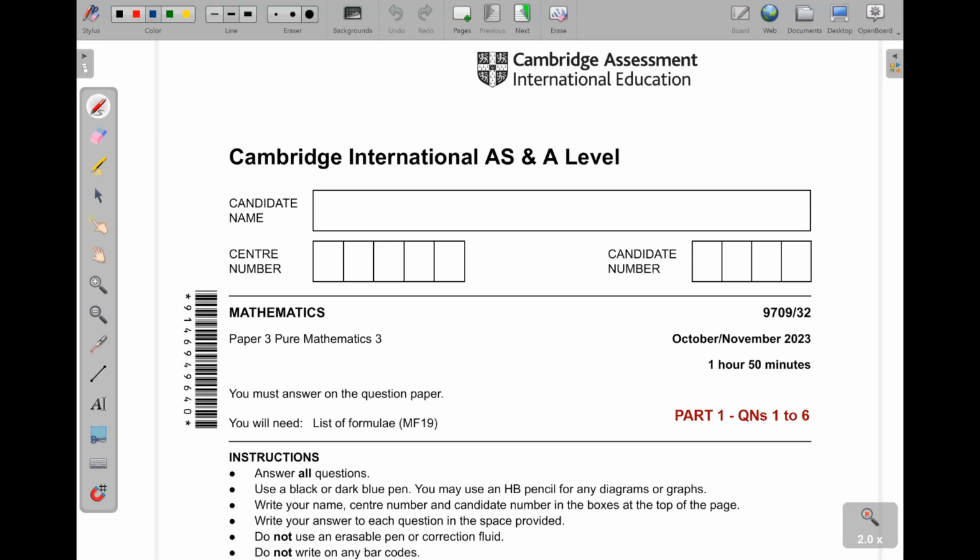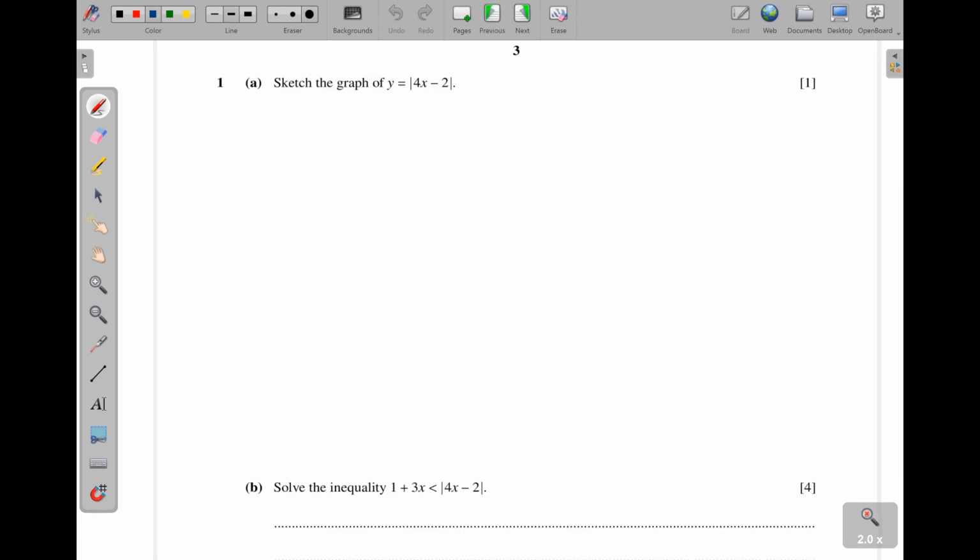This is Teacher Simon taking you through Cambridge International AS and A-Level Pure Mathematics 3, Paper 3-2 for October-November 2023, and this is part 1 for questions 1 to 6. Question 1 is coming from modulus functions.